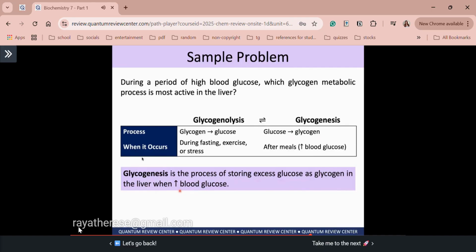All right, so class, we are now done with our glycogen metabolism discussion. Similar with TPP, you can now take a short 2-minute break before you proceed with our next topic, which is gluconeogenesis or GNG.